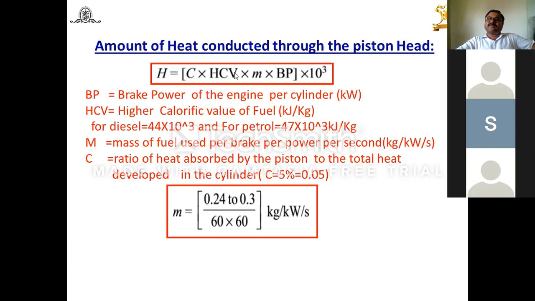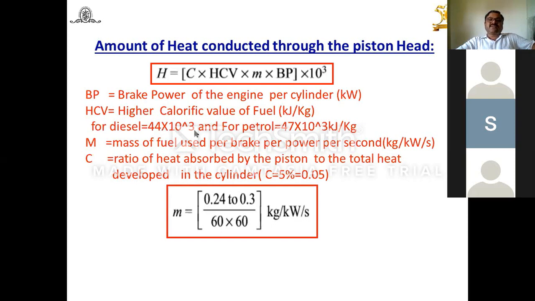Then HCV means the higher calorific value of the fuel in kilojoule per kg. Which fuel is used, maybe petrol or diesel? Accordingly, we can select the value. For diesel, it's given as 44 into 10 raised to 3. Then for petrol, 47,000 kilojoule per kg.